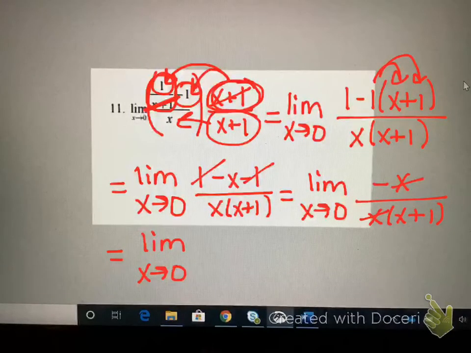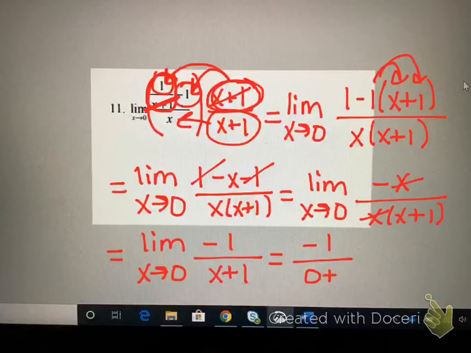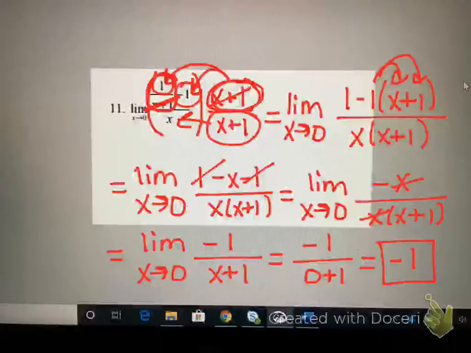The limit as x approaches 0 of, I was able to reduce everything out of the numerator down to a negative 1. And I'm left with just an x plus 1 in the denominator. And now I can plug 0 in safely. When I plug 0 in, I end up with negative 1 as my answer. Okay.